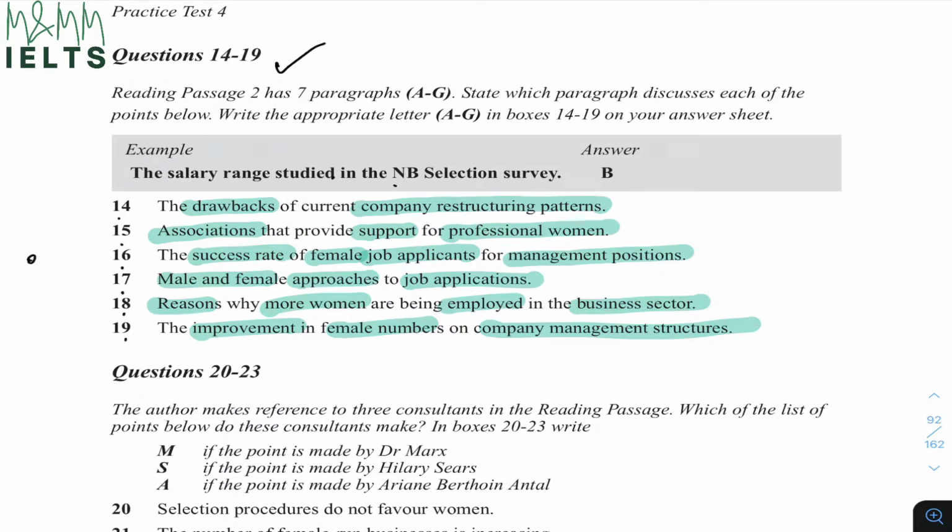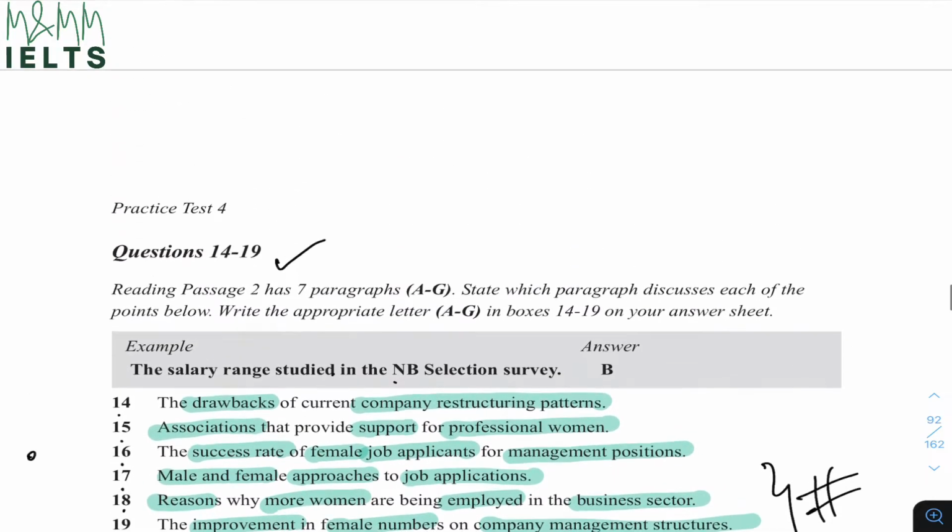Now I have read every single statement, and I have highlighted the important words. I have a fair understanding of what I am after. Now, obviously, it's not easy to remember. So what I'll do is, let's say I'll take an approach of 50-50. So for the last three sentences, let's quickly write down the important words. So what is important? Improvement, female numbers, company, management, structures.